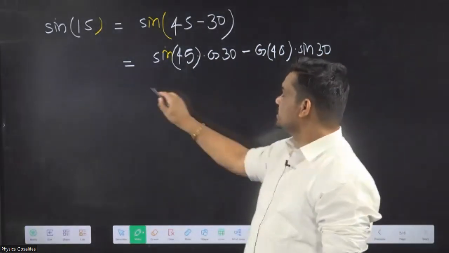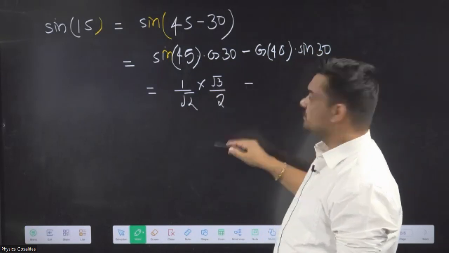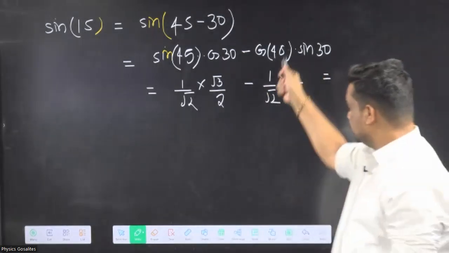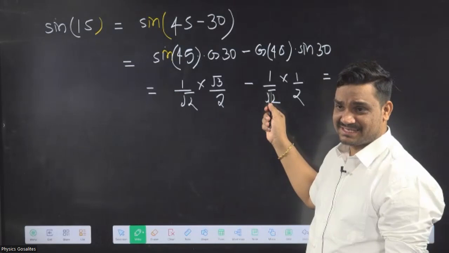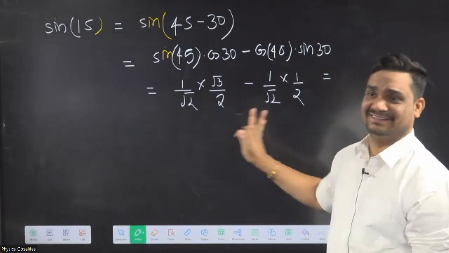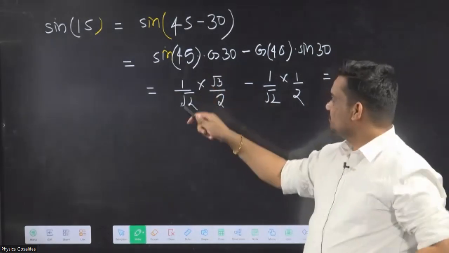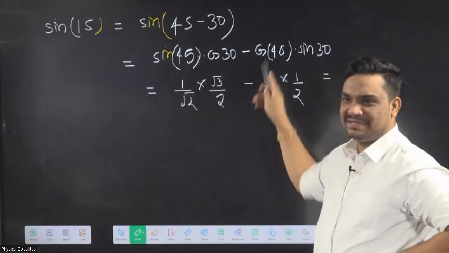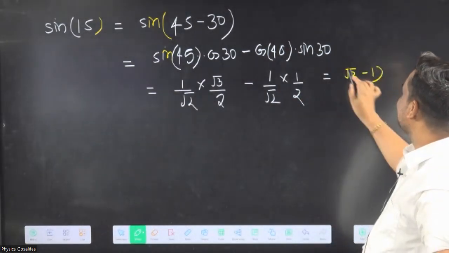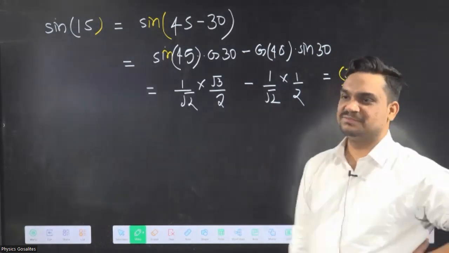Then we can write sine 45 is 1 by root 2, cos 30 is root 3 by 2, minus 1 by root 2 into 1 by 2. And finally, this plus and this minus 1 by root 2 will not be cancelled. Someone will say, sir, this is plus 1 by root 2, this is minus 1 by 2, cancel. No, the answer becomes root 3 minus 1 divided by 2 root 2. Okay, LCM we can take. This becomes 2 root 2.